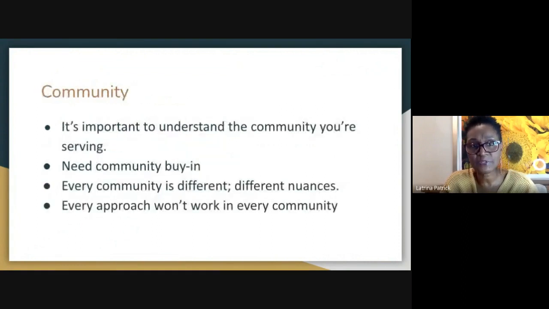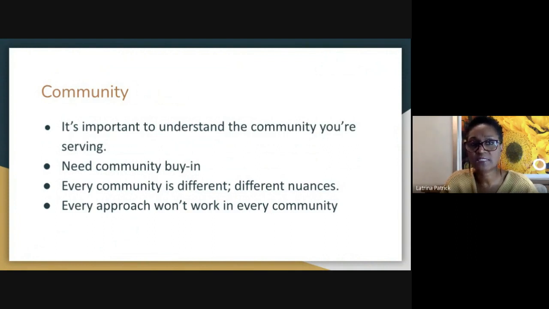Now, when it comes to the community, it's important to understand that the community you're serving, you need to be very aware of the different nuances of that community, the different cultural aspects of that community, because every community is different. And so you need to have an awareness of that, because just because this approach that you're choosing has worked in another area, it may or may not work in your specific community if you don't understand what makes that community unique or different.